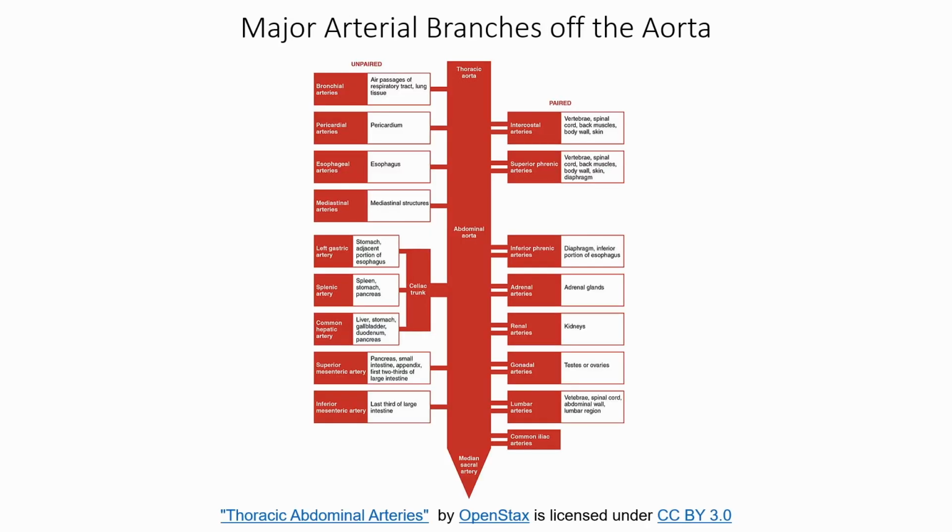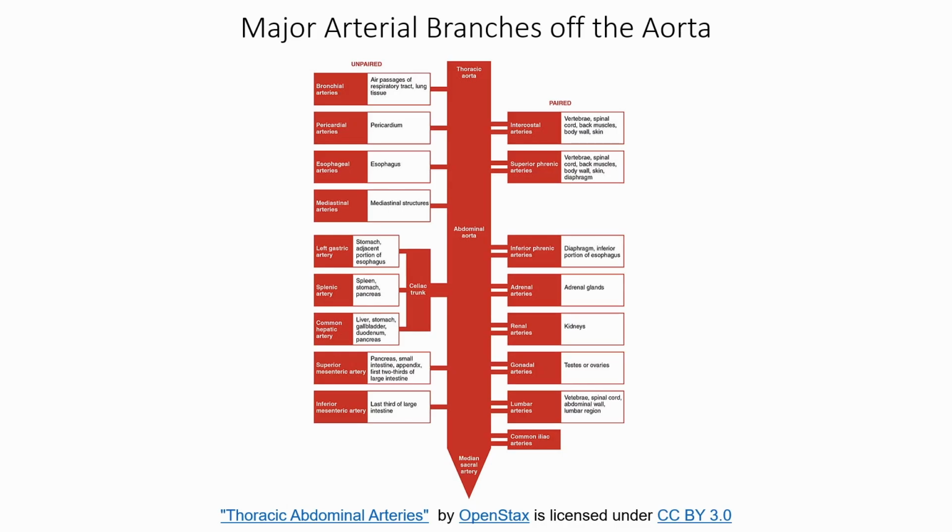So we look at a flow chart. This is a nice little flow chart showing how blood is branching off. So if you were looking at that previous picture and you're like, it's a mess, I can't, this can at least help you organize it. Everything on the left is unpaired, everything on the right is paired.